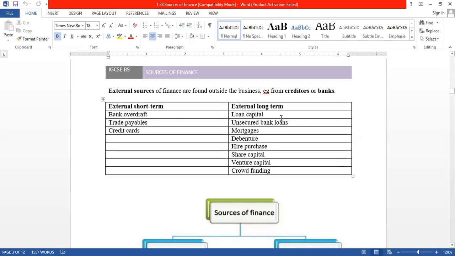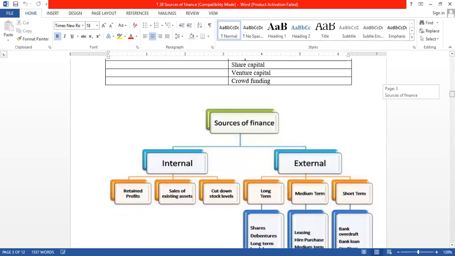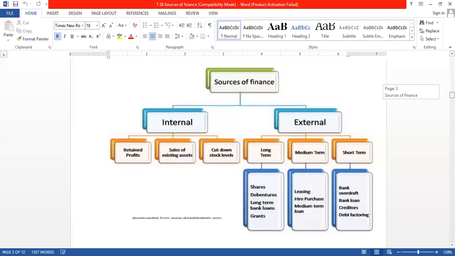For internal, if you remember, there are only three: personal savings, retained profit, and the sale of assets. But look at the external. External short term has three, and external long term has eight methods available. These are eight methods just listed, but there can be more. So this is the classification of the sources of finance. It can come internally and externally.